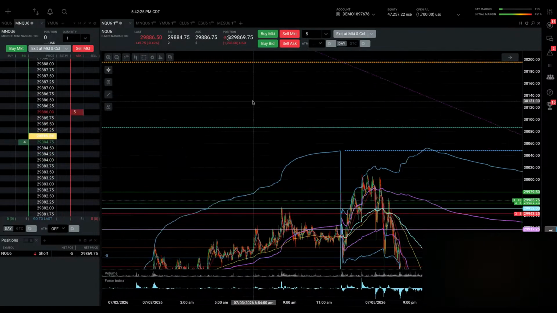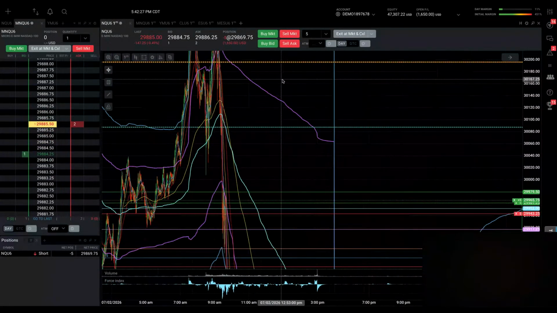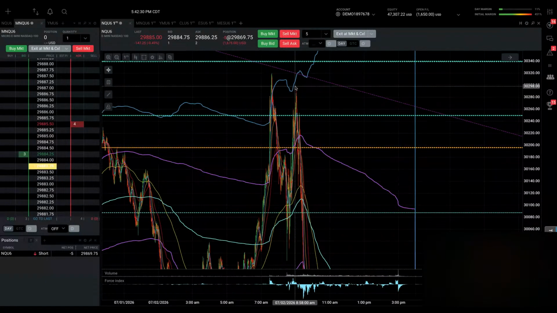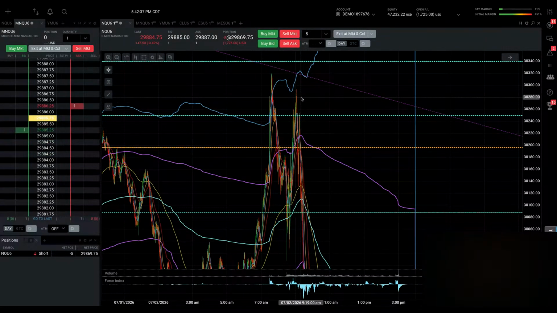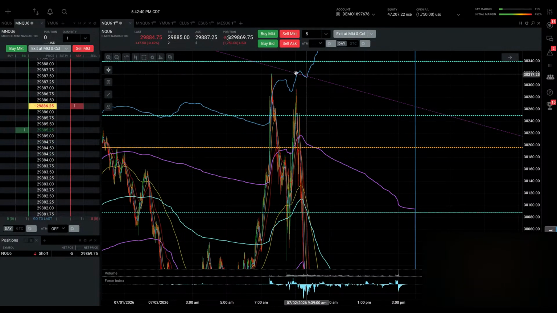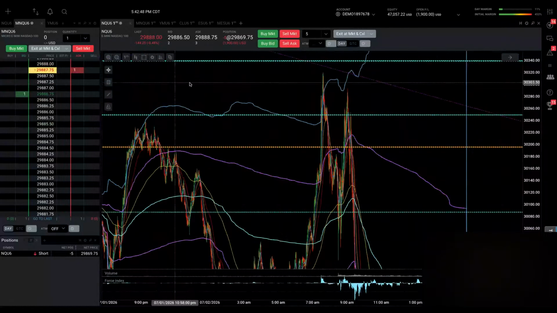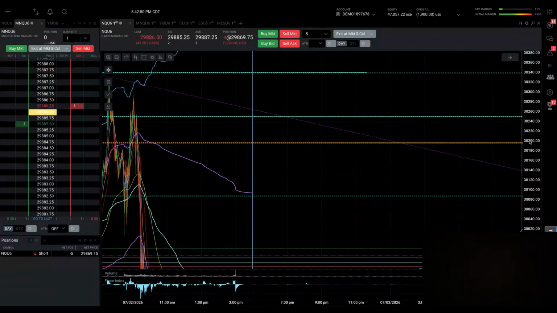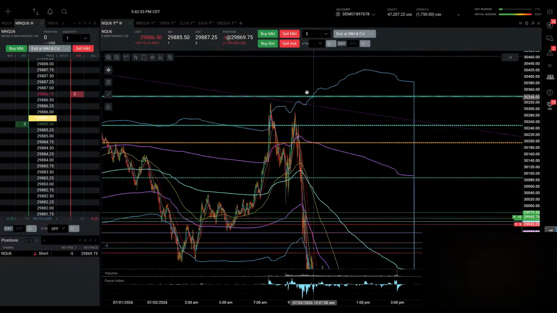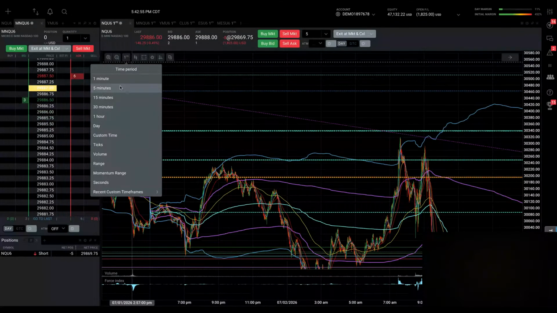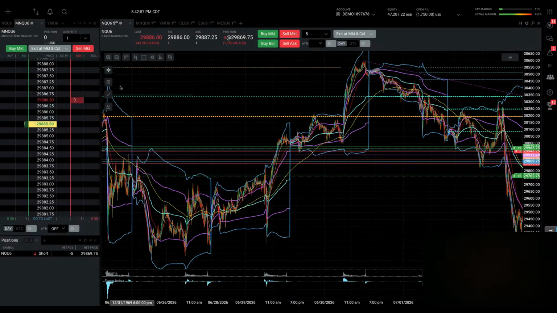However, that didn't happen. Could it still happen? It could. But if we do hold above 30,114, 120, then obviously we'll get up into these zones here, the 250s, 260s, 340s, these levels up here. Okay, so that is pretty much what we're looking at for this evening and into tomorrow.